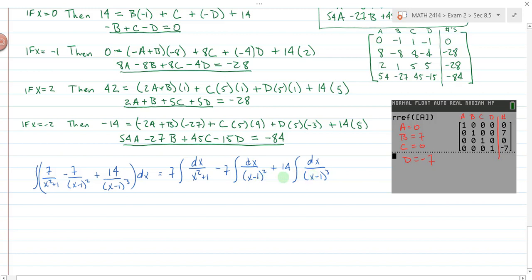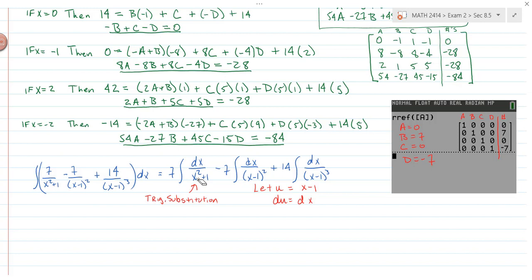To evaluate these last two, I can do a u substitution. What am I going to let u be equal to? x minus 1. What is du equal to? dx. That's going to make solving these last two rather easy. How am I going to solve this first one? This is what we learned last time. I can use trig substitution on this one, can't I? Unless you already have it memorized. This is tan inverse x. If you already have it memorized, you don't have to do the trig substitution. If you don't have it memorized, you've definitely got to do the trig substitution.